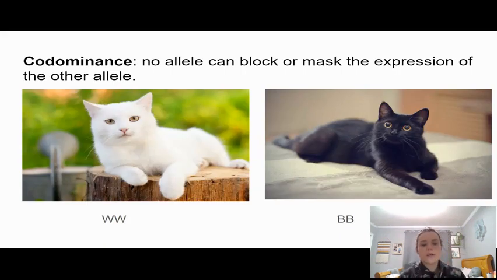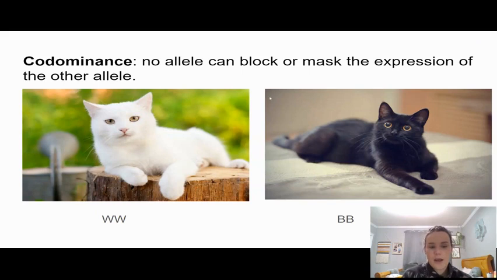So I quickly just wanted to go over the difference between codominance and incomplete dominance through some examples using cats. Codominance is when no allele can block or mask the expression of another allele. What that means is neither the black nor the white cat is going to be dominant over the other. Both of the colors of the cats are going to be expressed.